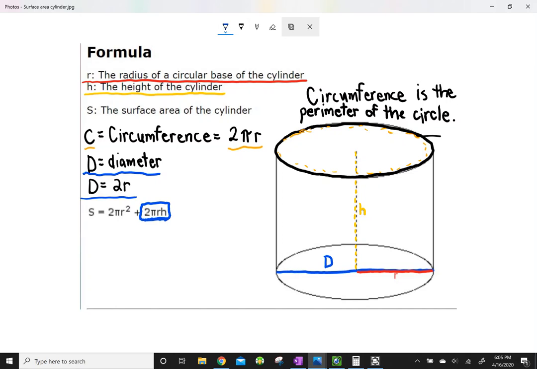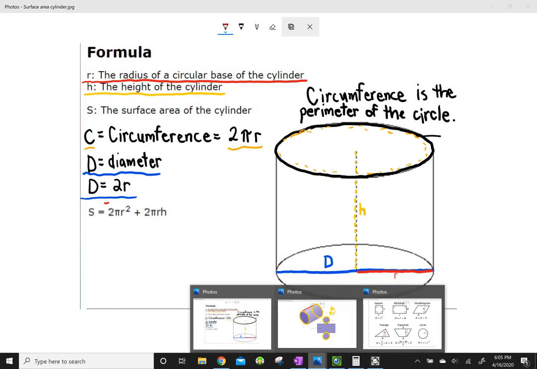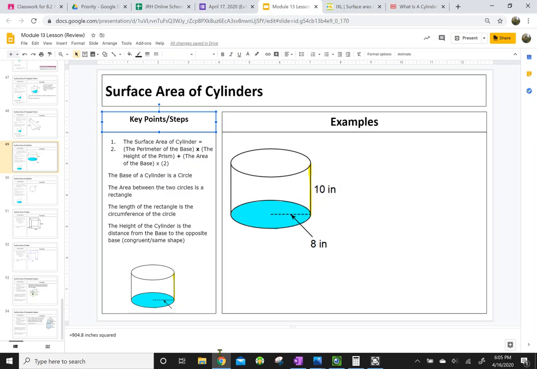And then in red right here, that is the area of the 2 circles, the top and the bottom. Pi times the radius squared is how you find the area of a circle, and multiply by 2 because there are 2 of them. So now, you've got these tools, you know where they are, you know how to use them. We're going to go into this IXL, and we're going to solve a couple problems together.